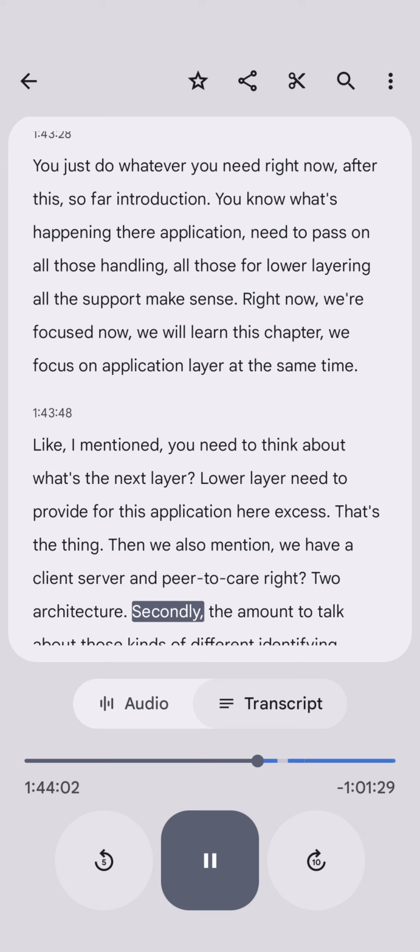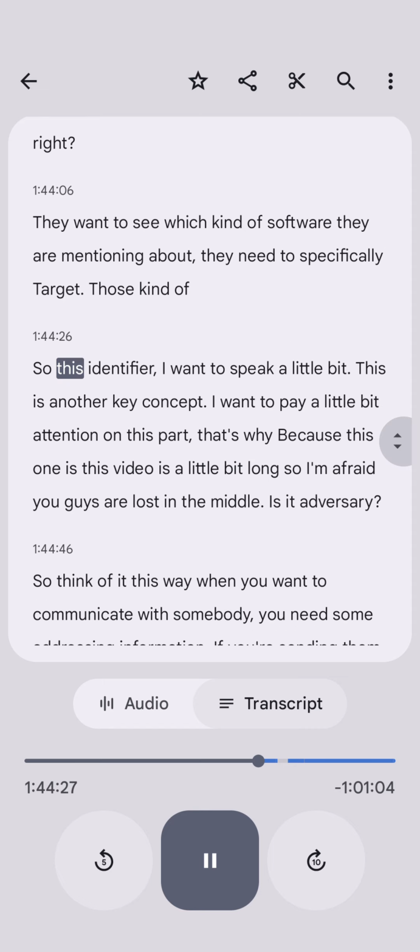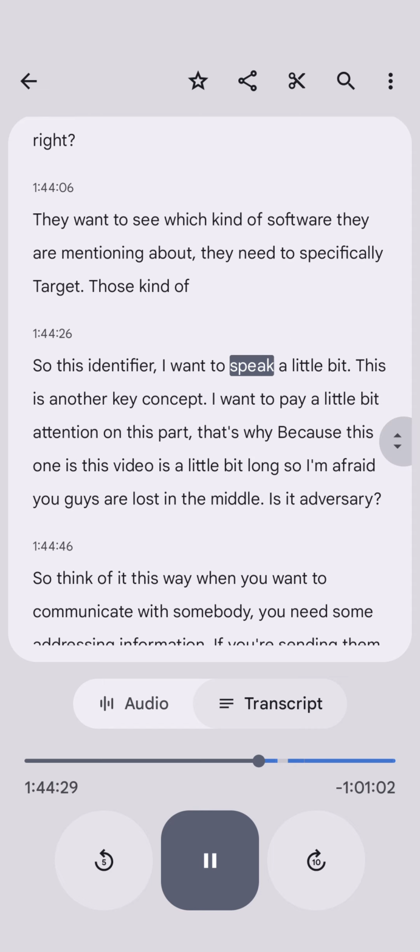Two architectures. The second thing is that they want to talk about different identifiers, right? They want to see which kind of socket they are mentioning. They need to specifically target those sockets, right? Like when the packet is coming through, they need to see whether it's for your web browsing application or for your email or whatever application you're doing. Make sense?